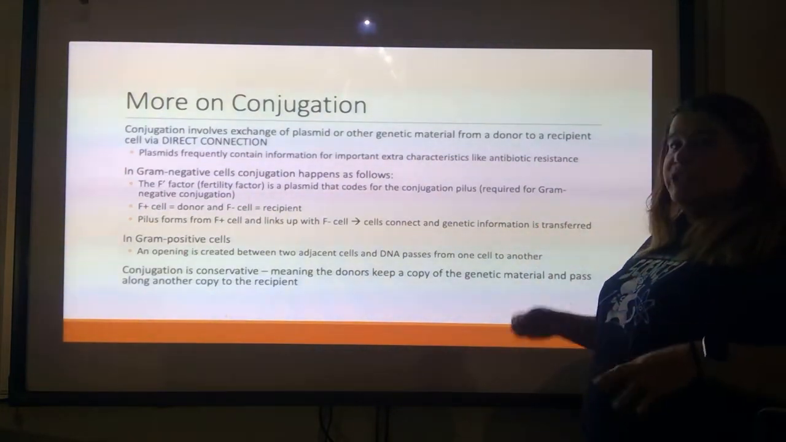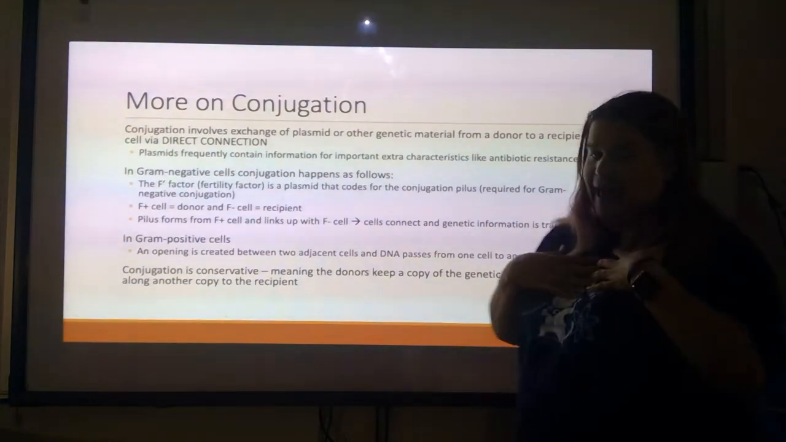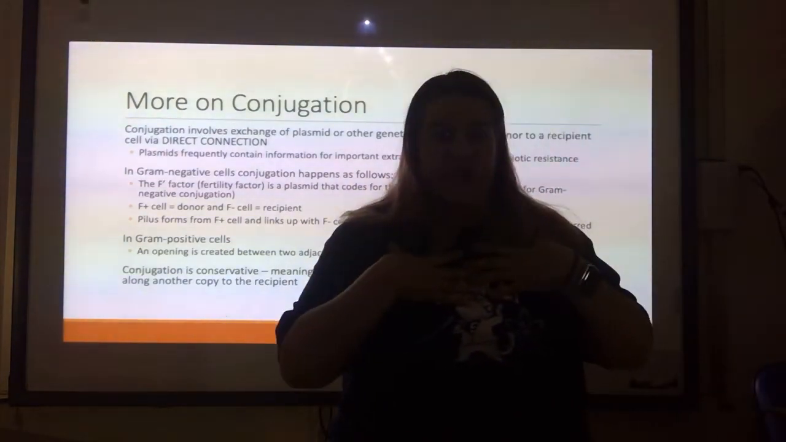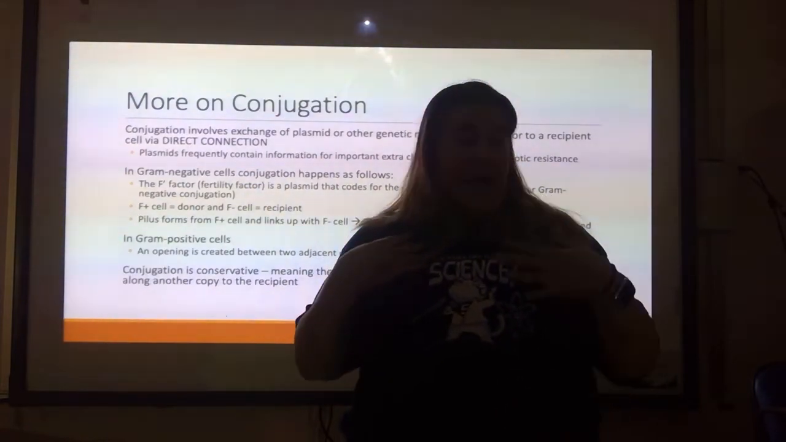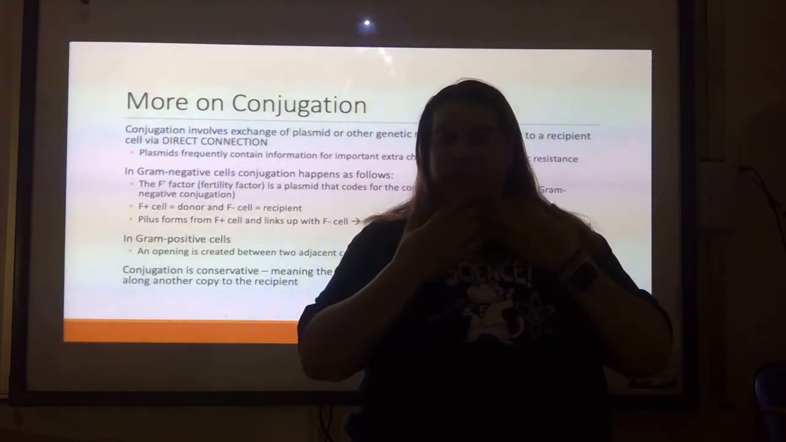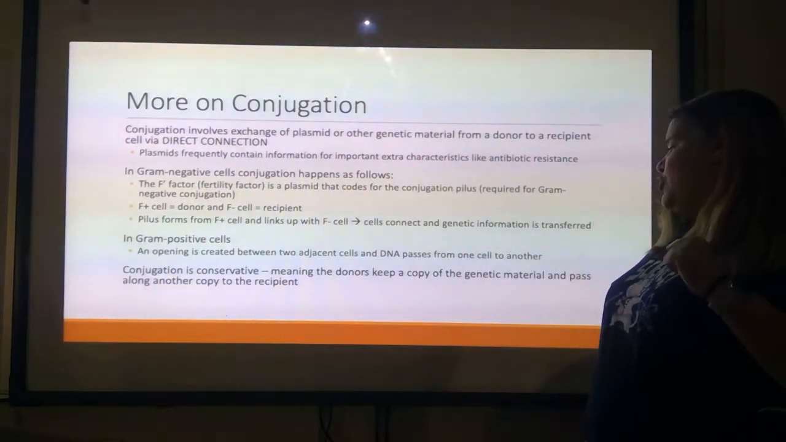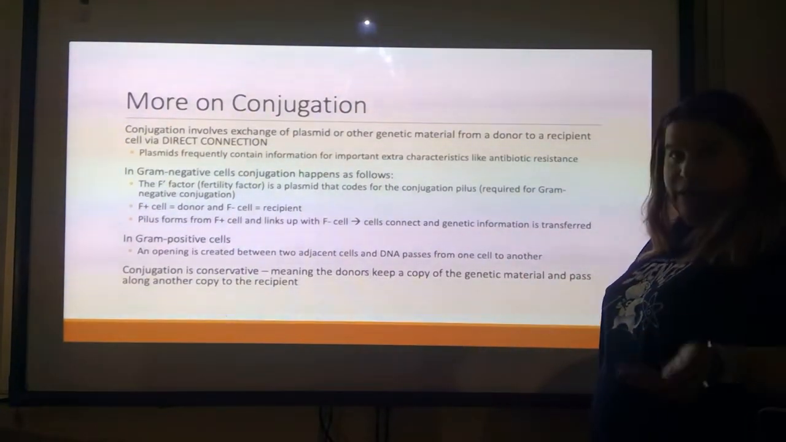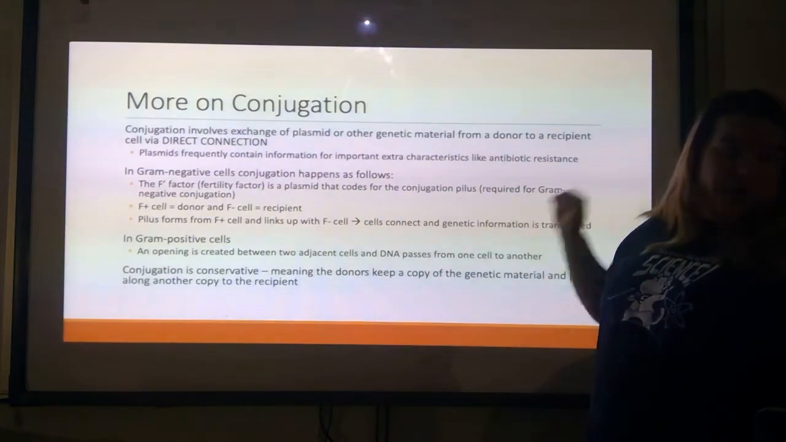Conjugation is what we call conservative, meaning if I have an antibiotic resistance gene, I'm not just going to give it to you and not keep a copy for myself. I will make a copy and give you the copy, but the original gene still stays with me. I don't give it up. Donors keep a copy of the genetic material and pass on another copy. So that's conjugation. Let's talk about transformation.